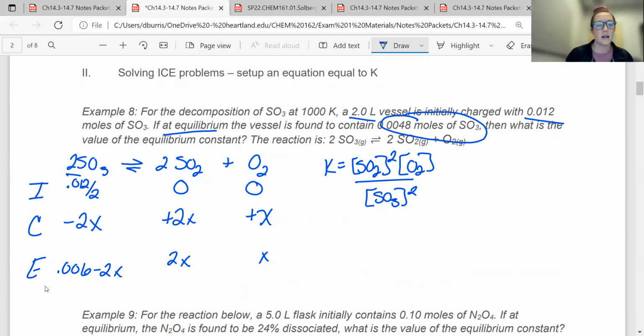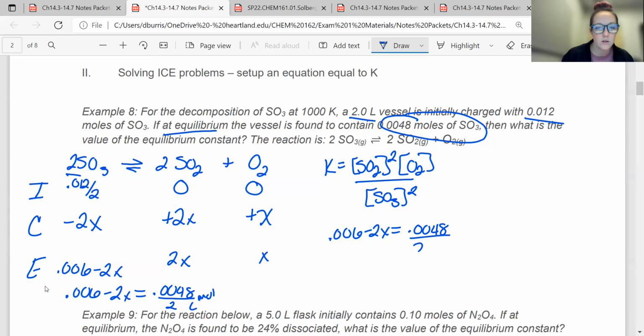So I can actually go down here to SO3. I know that this equals whatever that molarity is, 0.0048 over 2 moles per liter, right? That's a molarity. So I can actually solve for x this way. So I'm going to do that. 0.006 minus 2x equals, I'm going to put my work over here. So 0.006 minus 2x equals 0.0048 over 2.